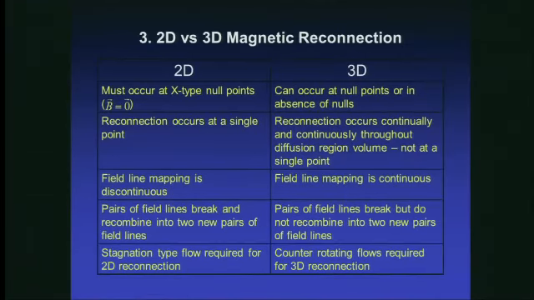What about in 3 dimensions? Well, it doesn't have to occur at null points. It can occur in the absence of nulls. The reconnection occurs not just at a single point, but continually and continuously throughout a diffusion region volume, which means that the field line mapping is not discontinuous, but can be continuous. And the pairs of field lines will break, but they won't recombine into 2 new pairs of field lines. What you'll find is that you need to look at surfaces or volumes of flux, and they then can recombine. And this is done through a kind of counter rotation. Now let me show you a little movie.